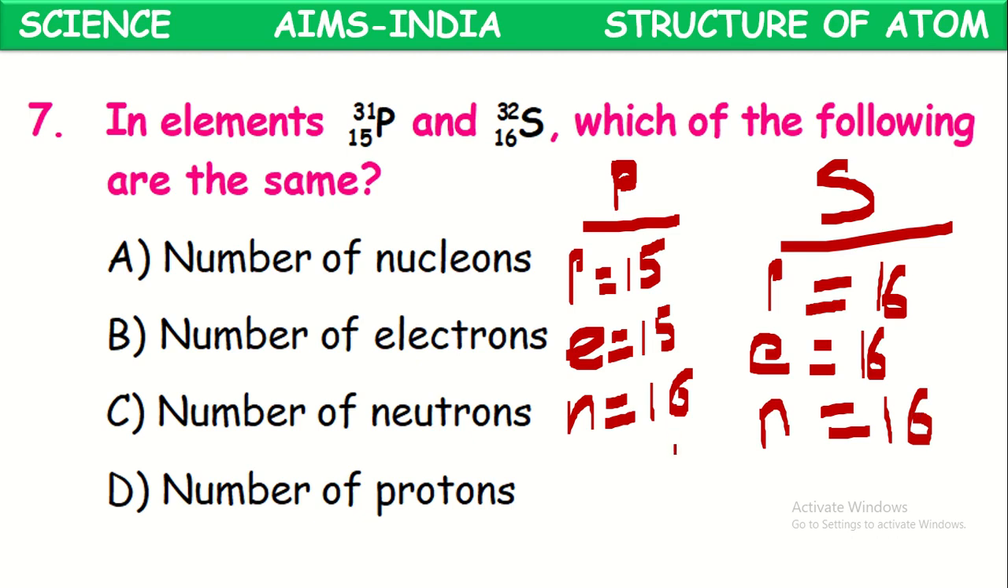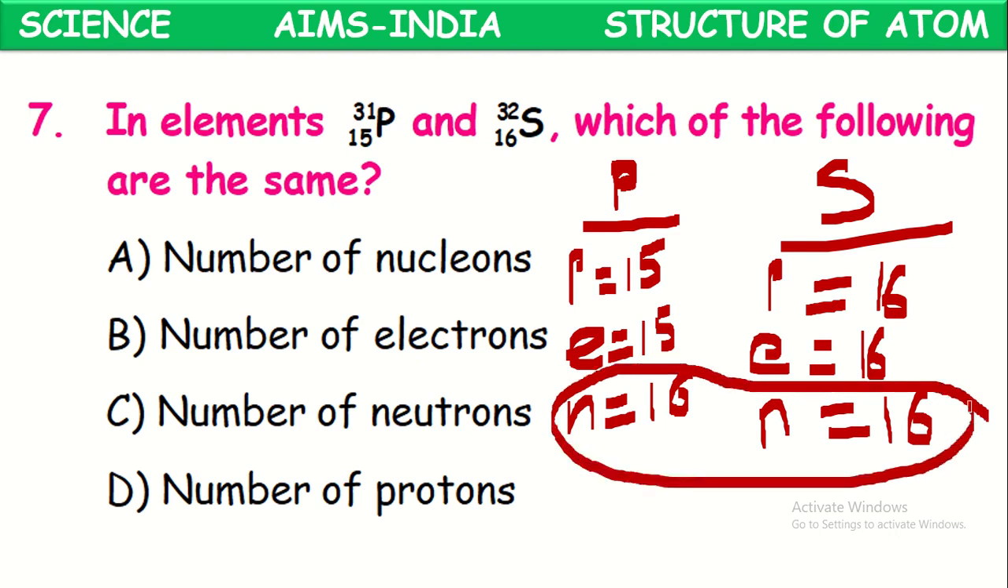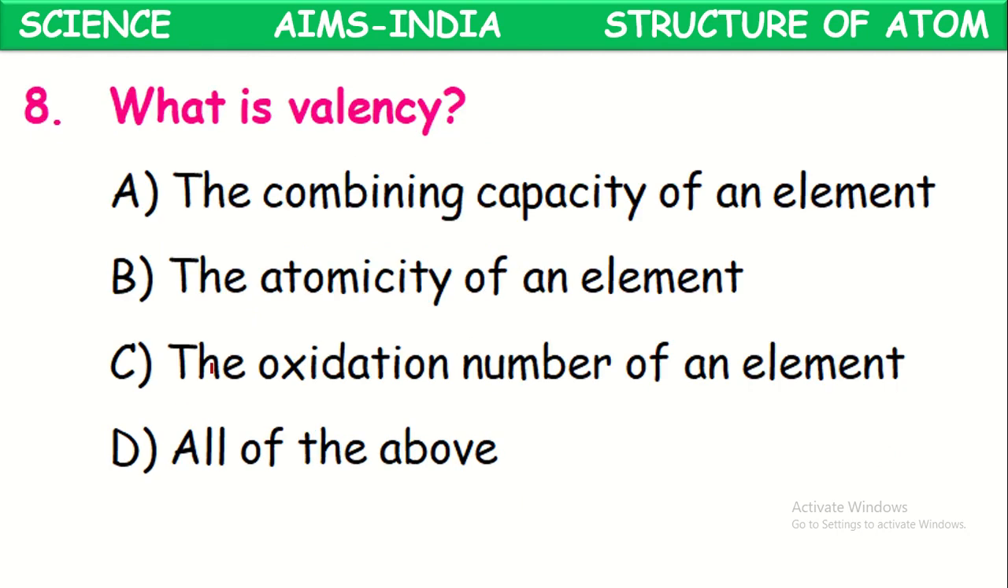What is the same in these two atoms, phosphorus and sulfur? That is the number of neutrons. The number of neutrons is the same for these two atoms. Next, what is valency? The combining capacity of an element is known as valency. That is the number of electrons either gained, lost or shared by an element to become stable, called its valency. That is called the combining capacity of an element.